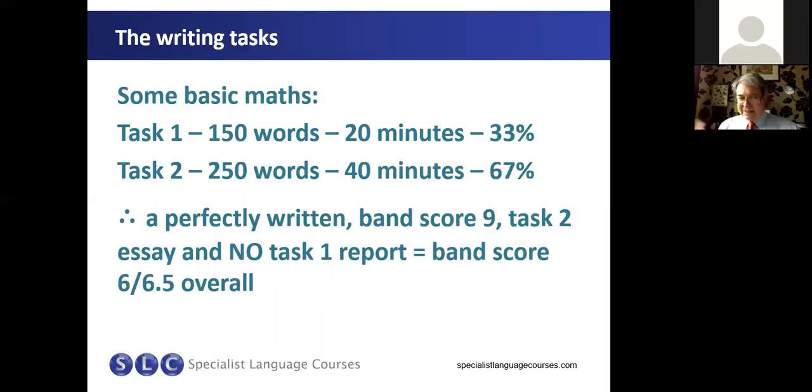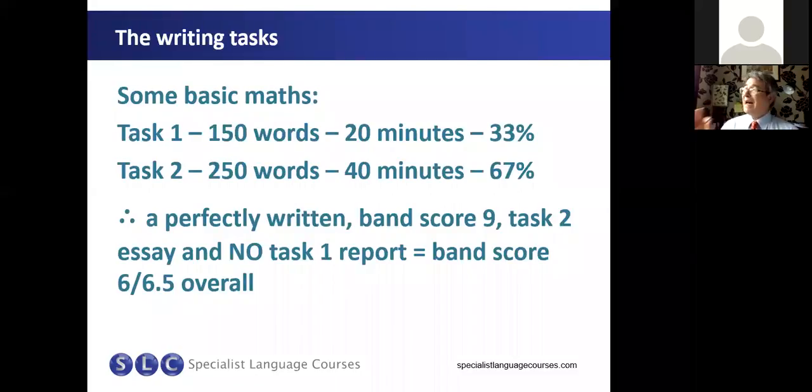Therefore, let's do a bit of maths on this. A perfectly written, and I mean band score 9 by perfectly written, something which I would do on a good day. I won't get 9 every day. I might wander slightly off topic or make a couple of errors and get me down to 8.5. So a perfectly written band 9 scored essay in task 2 with no task 1 will give you a band score of 6 or 6.5. I paused for a moment to let that sink in.